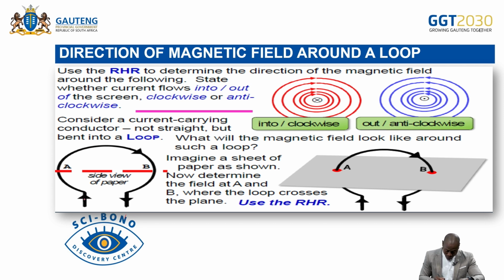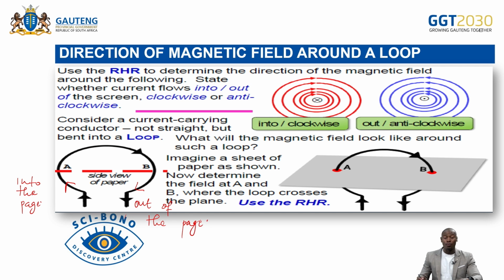So this side, you are given the direction of current. Obviously, if the current is in this side, then this side the current is going to be out. So this side is into the page, right? And this side is out of the page. Remember, this is a loop.